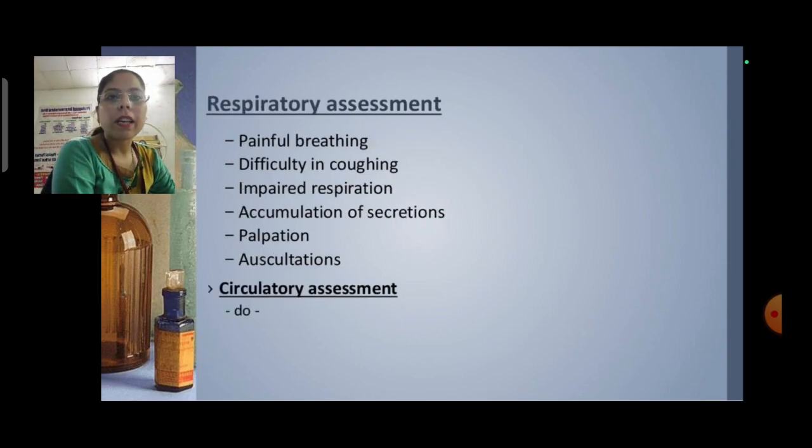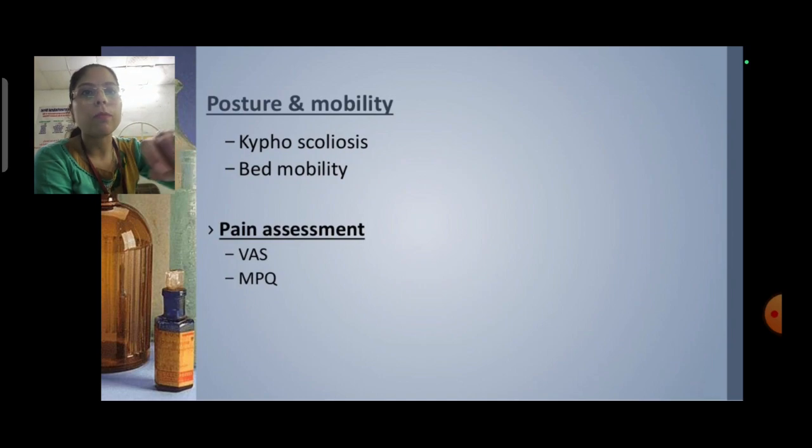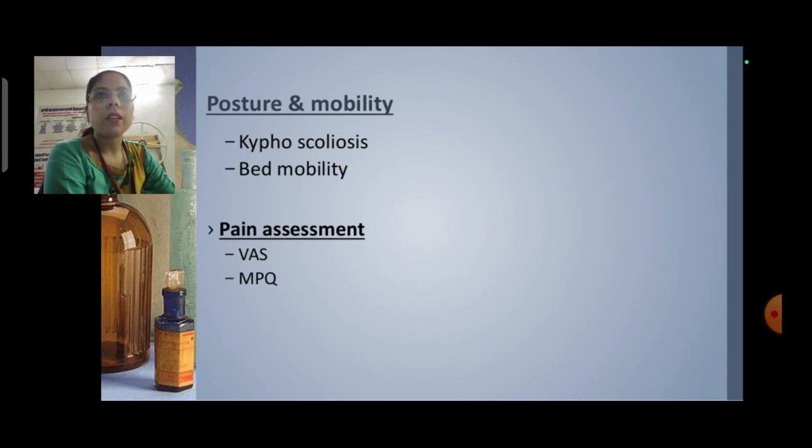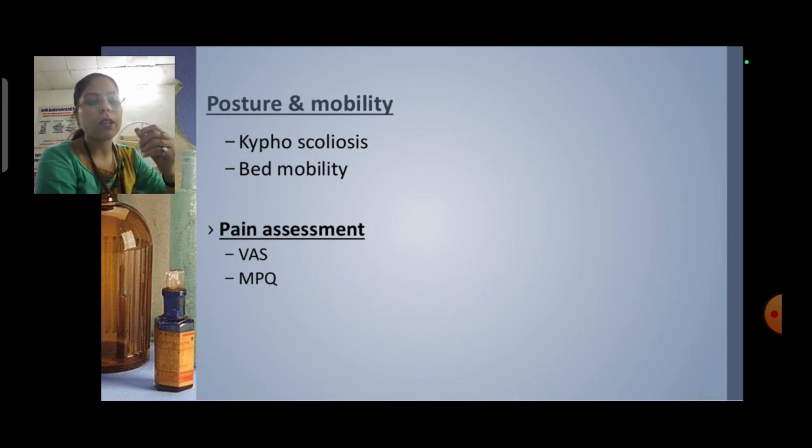Respiratory assessment like painful breathing, difficulty in coughing, impaired respiration, accumulation of secretions, palpation and auscultation should be done. Circulatory assessment should be done. Posture and mobility should be checked, like kyphoscoliosis should be checked, bed mobility should be checked. Pain assessment should be done by VAS scale or MP questionnaire.